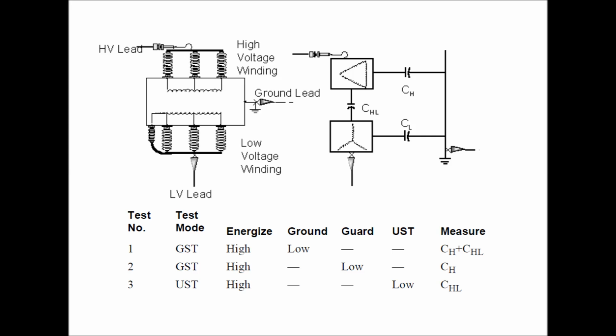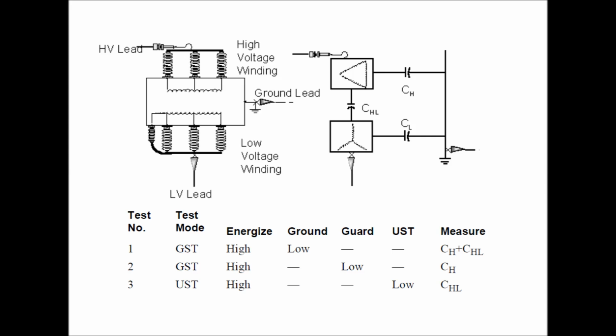Again, another method is GST with guard, where the low voltage lead is connected to the low voltage winding. The current through CHL will be eliminated, or guarded, and only the current through the CH will be recorded, and therefore we can measure the CH for this GST with guard.